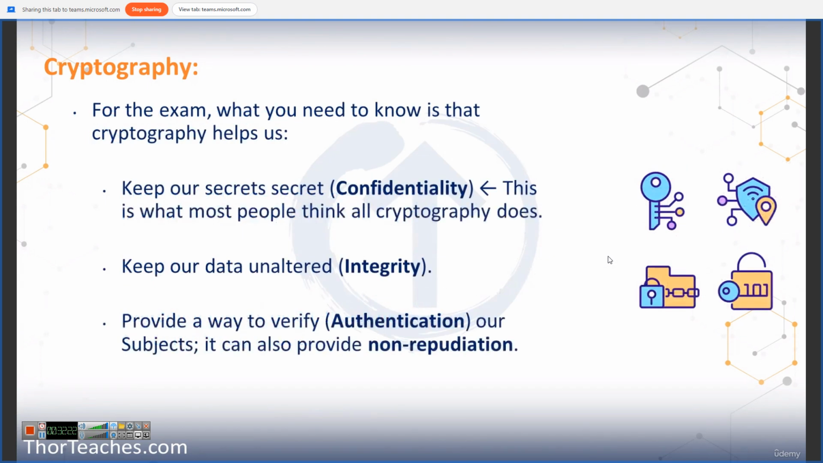And really here, we use cryptography to keep our secret secret. It's a big part of the confidentiality leg of the CIA triad, and that is what most people think cryptography is, nothing else. But it can also help us make sure that our data is unaltered, meaning it provides integrity. It can be used for authentication of a subject, and we can use it to provide non-repudiation. Cryptography has been used for thousands of years to keep our secret secret.